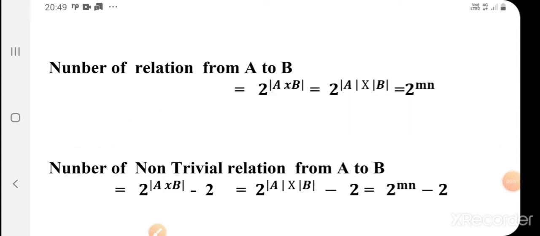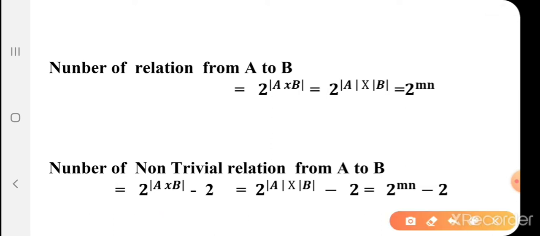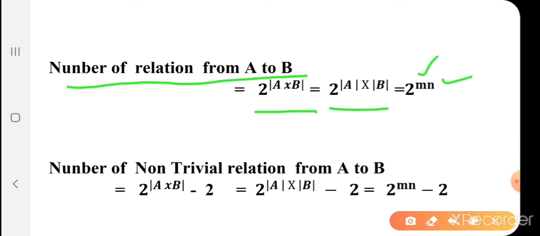Next we discuss the number of relations from set A to set B. Very simple, a relation is a subset of A cross B. So the number of subsets of A cross B is the number of relations. The number of subsets of A cross B is 2 to the power of the modulus of A cross B. So the same number is the number of relations from A to B, equal to 2 to the power of mod A times mod B. If A has m elements and B has n elements, then 2 to the power mn is the number of relations from set A to set B.